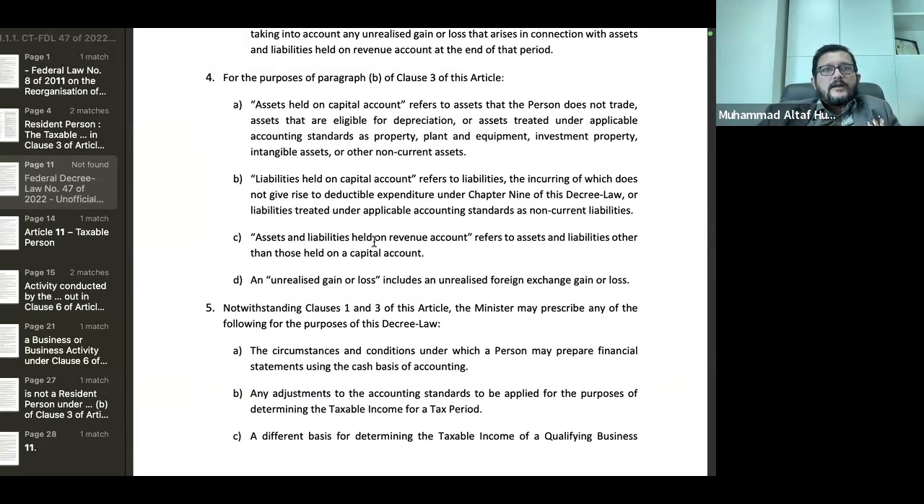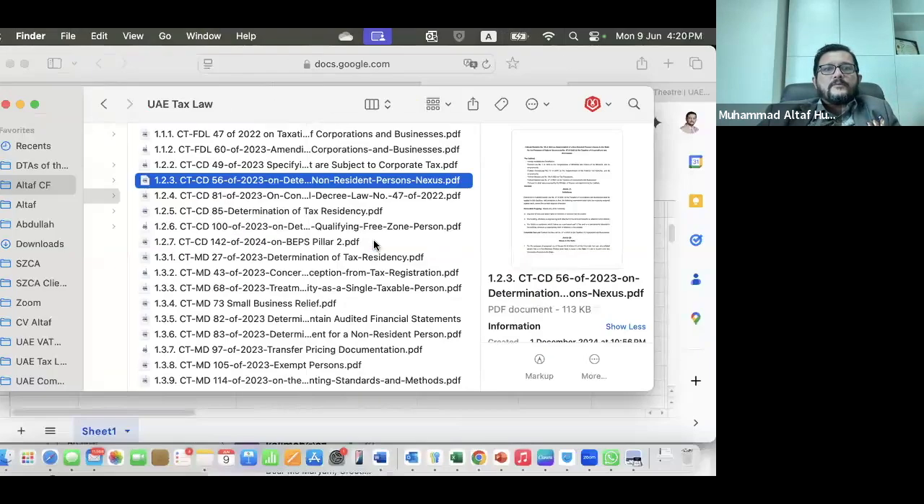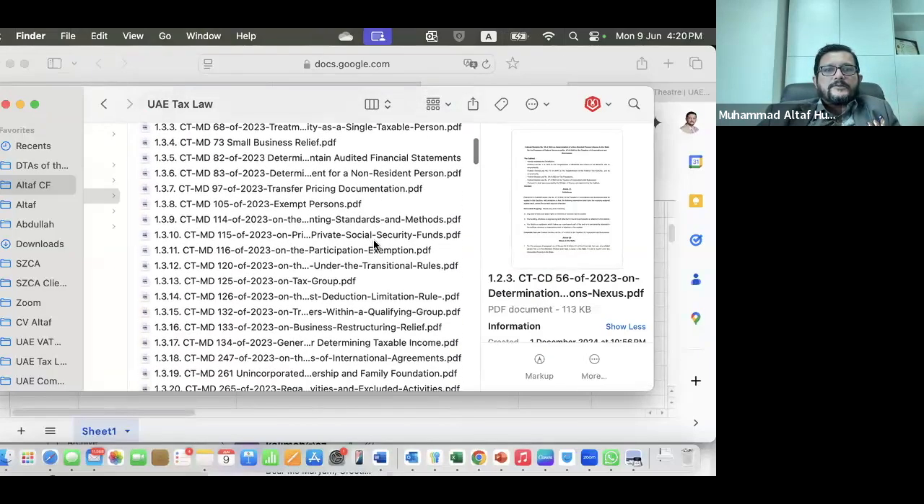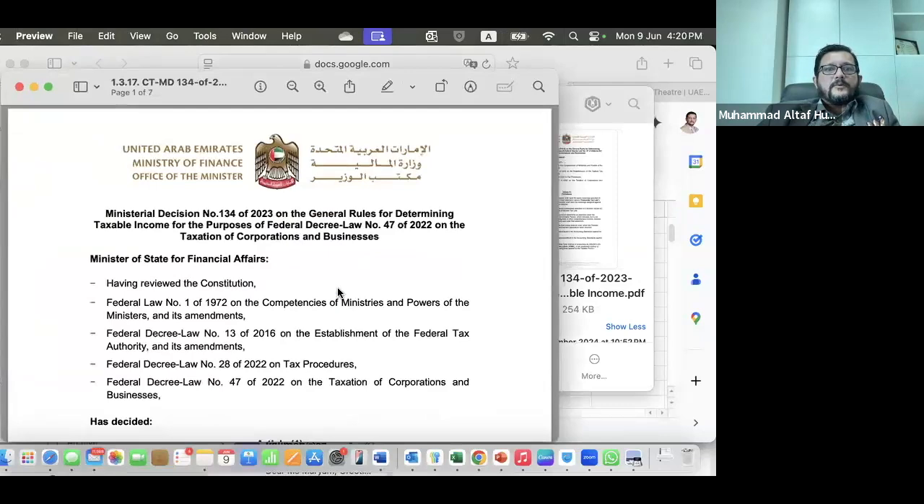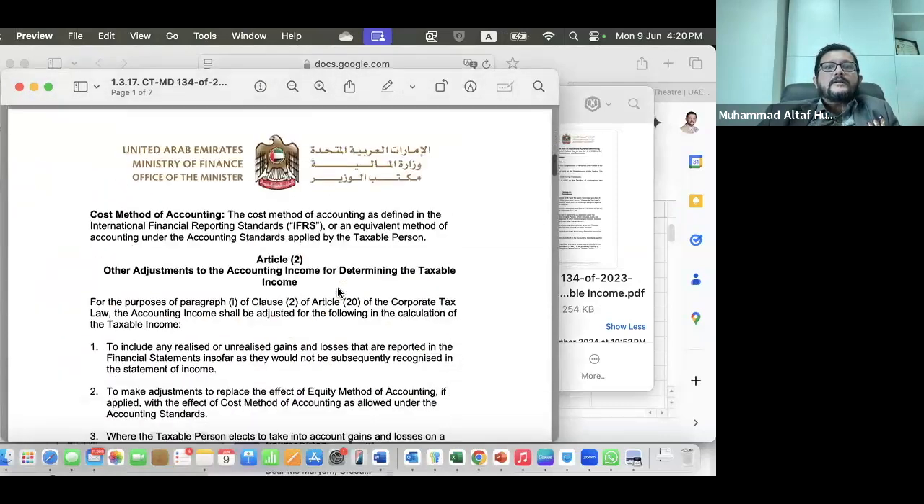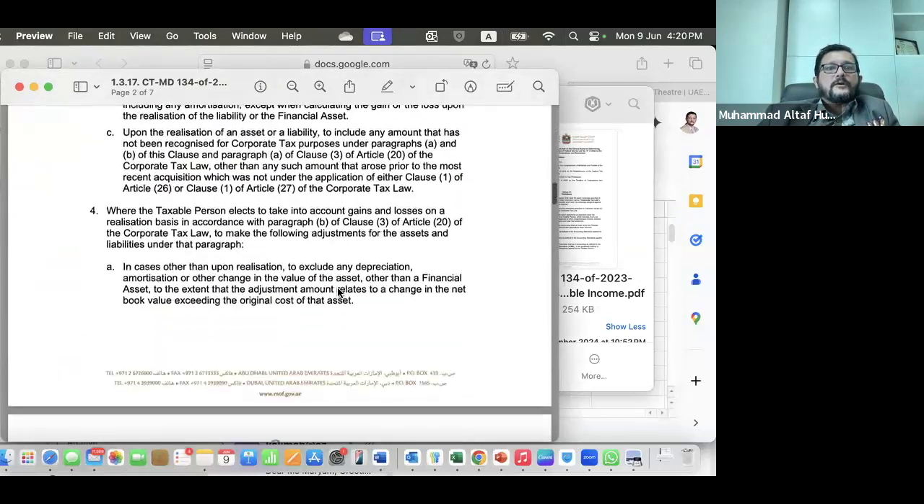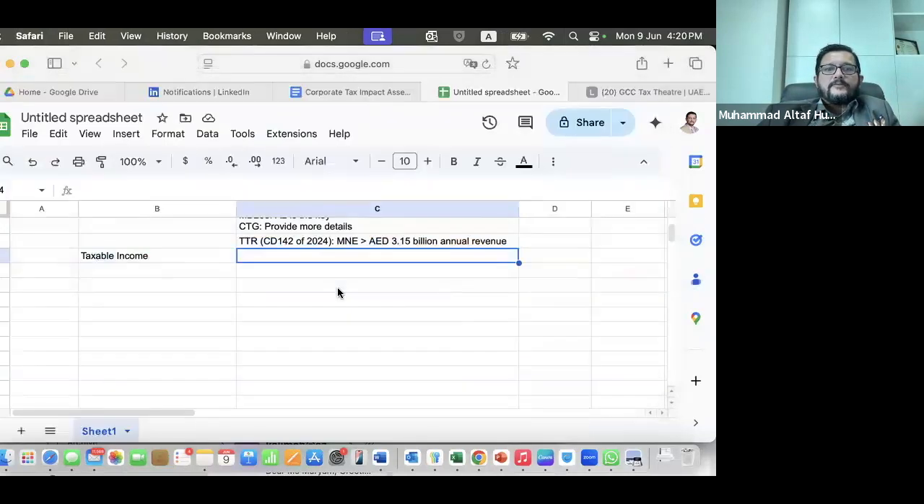I think Cabinet Decision 134, or is it MD 134? I have to check. Yeah, this is the one. Ministerial Decision number 134 provides detailed explanations of what to do. So I'm going to write it here for quick reference: Article 20 for general rules, but MD 134 for detailed guidance.